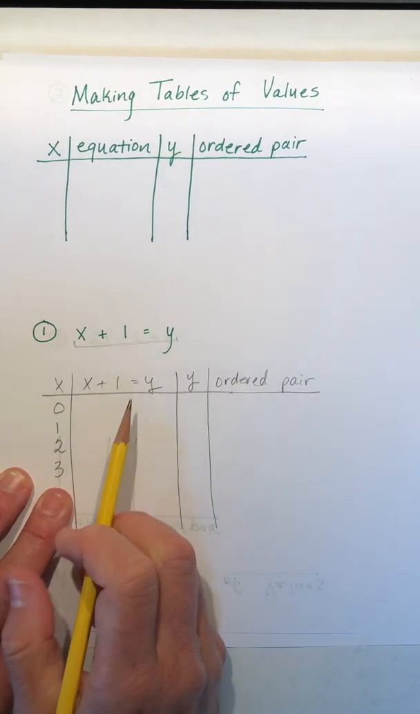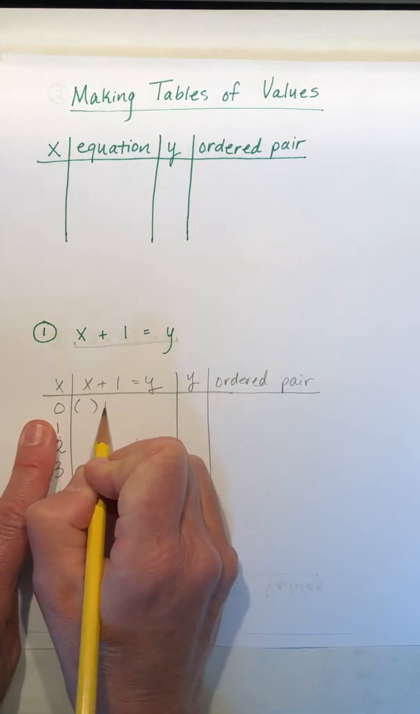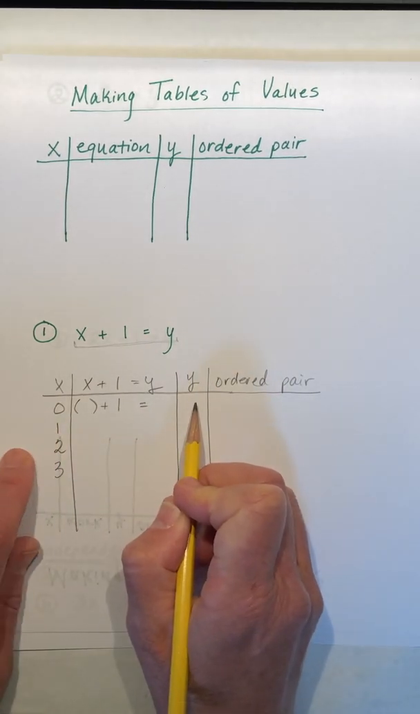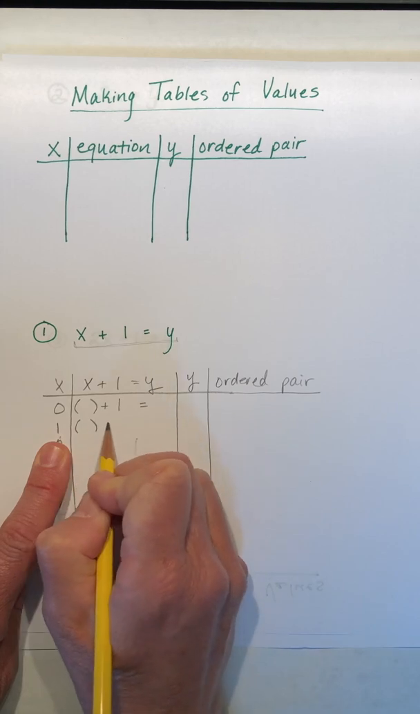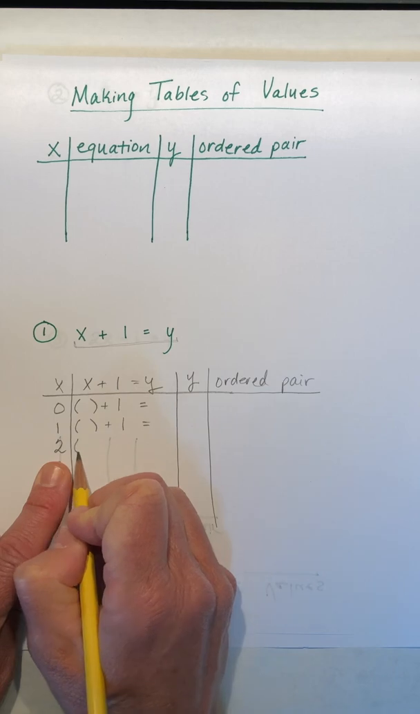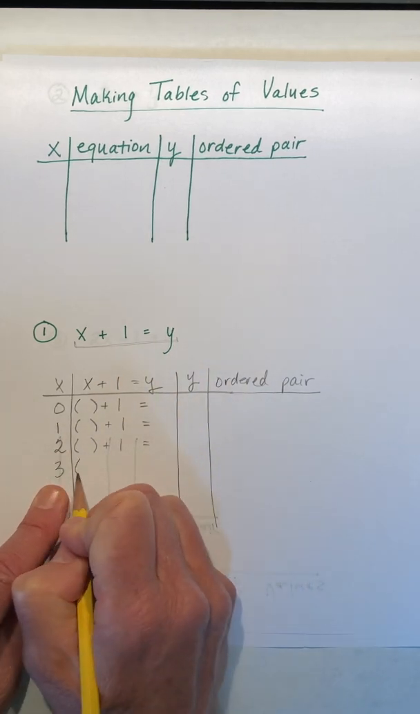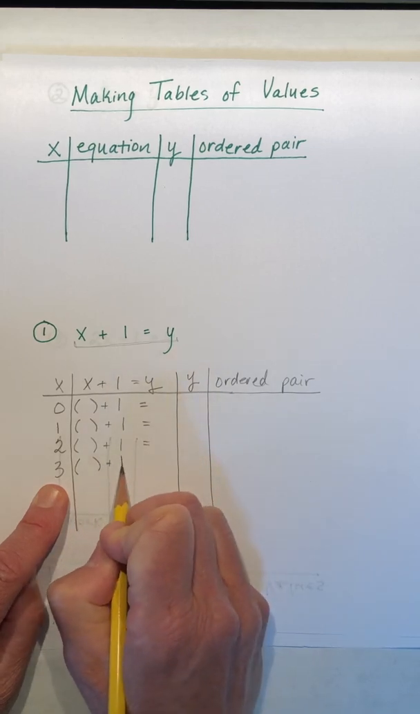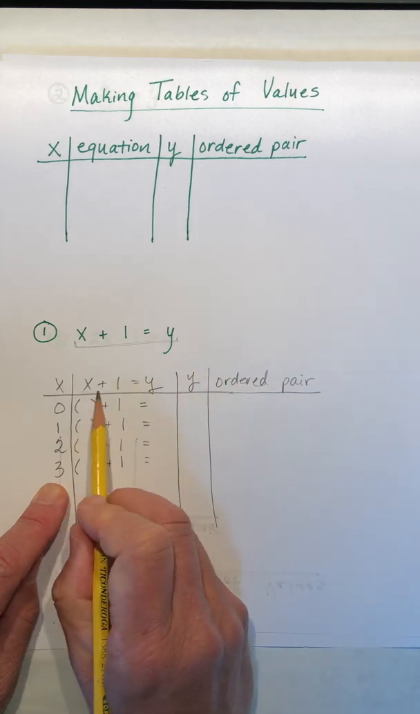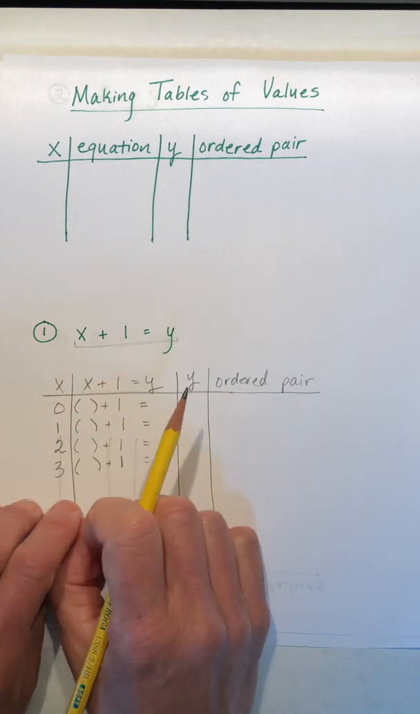So what I want to do is find out when x has a value of 0, what will y be? Then when x has a value of 1, what will y be? When x has a value of 2, what will y be? And same thing here for the value of 3. So all I did was copy this piece of the equation down here, leaving room for each x value.